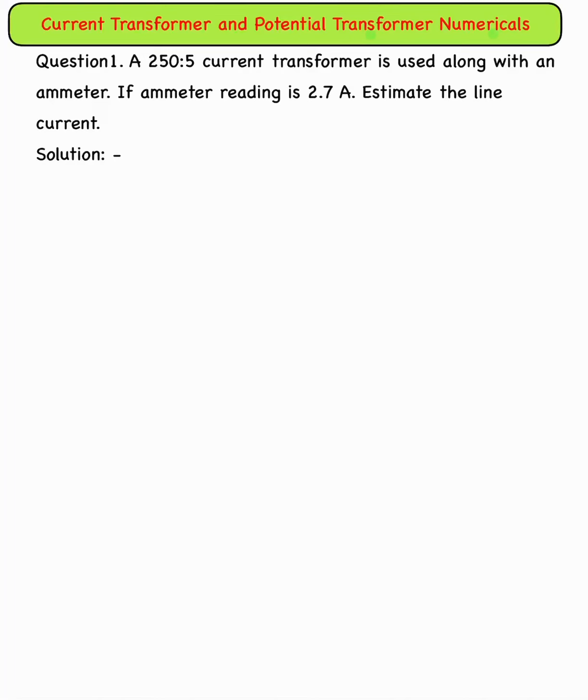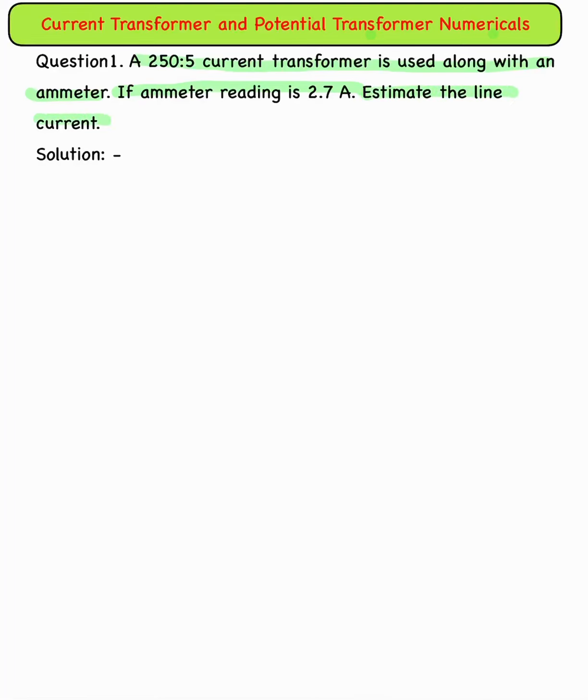ट्रांसफार्मर न्यूमेरिकल के ऊपर। तो पूरी इन्फॉर्मेशन के लिए वीडियो को अंत तक देखते रहें। तो हमारे पास सबसे पहला जो क्वेश्चन है, a 250/5 current transformer is used along with an ammeter. So if the ammeter reading is 2.7 ampere, calculate the line current.